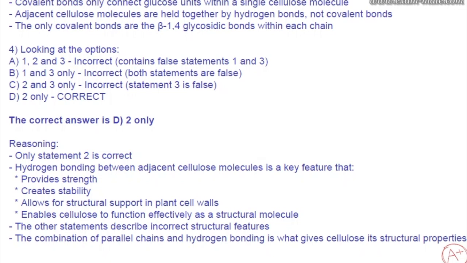2 only. Reasoning. Only statement 2 is correct. Hydrogen bonding between adjacent cellulose molecules is a key feature that provides strength, creates stability, allows for structural support in plant cell walls, and enables cellulose to function effectively as a structural molecule. The other statements describe incorrect structural features. The combination of parallel chains and hydrogen bonding is what gives cellulose its structural properties.